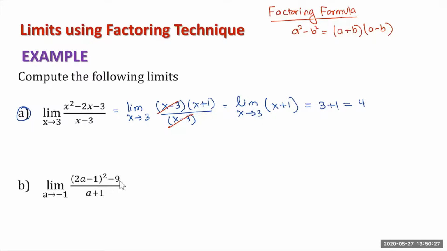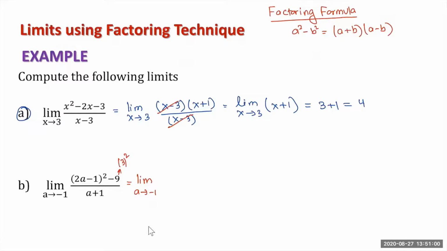This is 9. If you look at this 9 carefully, this is 3 squared. 9 is the same as 3 squared. That means in the numerator, this is like (2a minus 1) quantity squared minus 3 squared. So this is like a squared minus b squared, which can be written as a plus b times a minus b. So this can be written as the limit as a approaches -1.